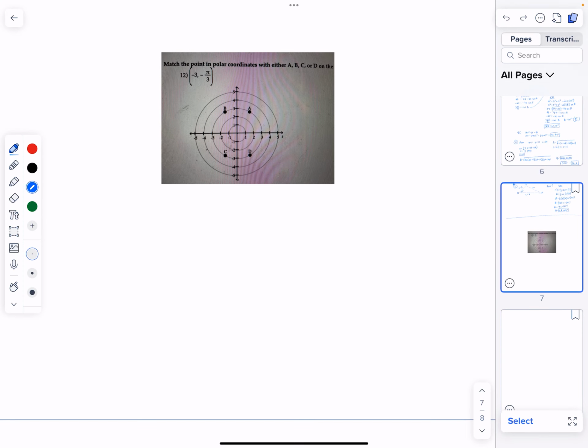Okay, this is number 12. Match the point and polar coordinates with either A, B, C, or D. If we look here, the radius r is negative, and so is the angle. So when you have a negative radius, the first thing we're going to do is plot positive r comma theta. So r is 3 comma negative pi over 3.